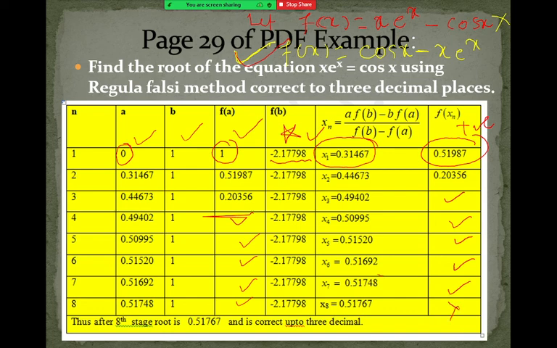So here 0.517 and 0.517 is repeated. So you can say after the 8th iteration, the answer is 0.517, correct up to 3 decimal places. That's one. Any doubt?